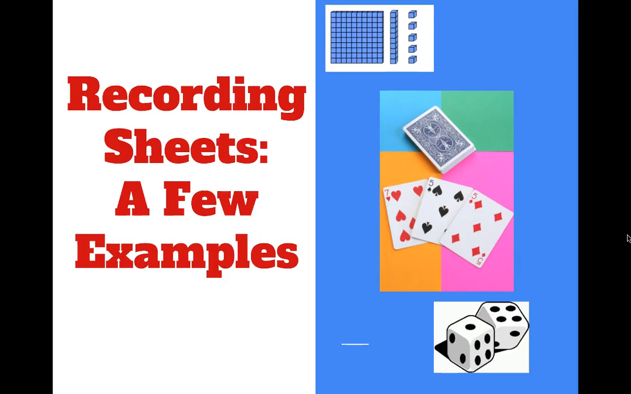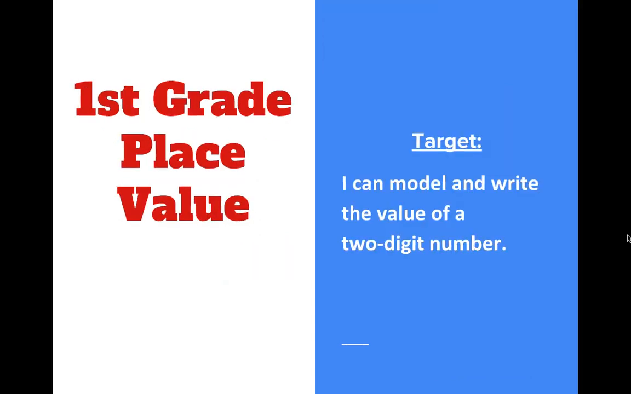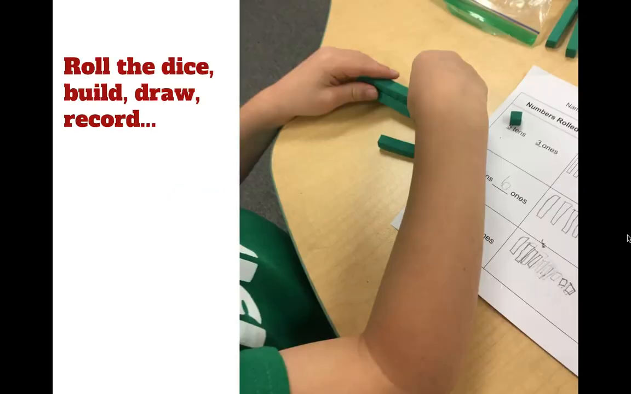So let's take a look at a few examples of game recording sheets and what this looks like in the classroom. Here's a first grade place value example. The target is I can model and write the value of a 2-digit number. In this example, students are rolling the dice, building, drawing, and recording. They're using base 10 blocks to show that quantity.